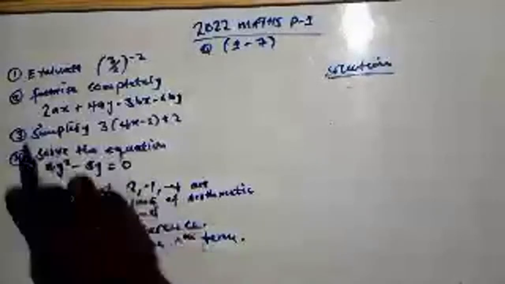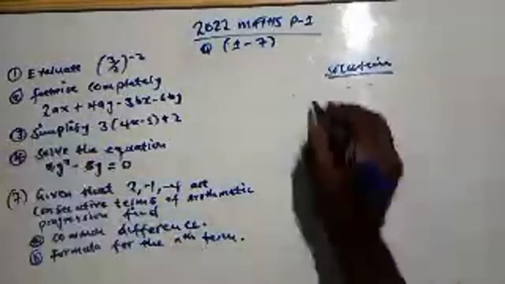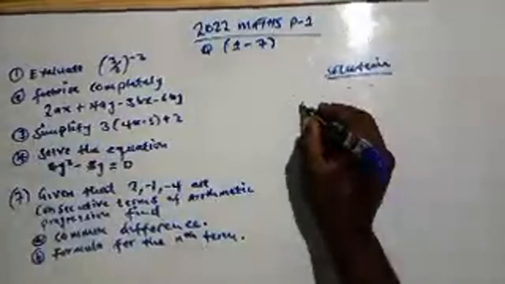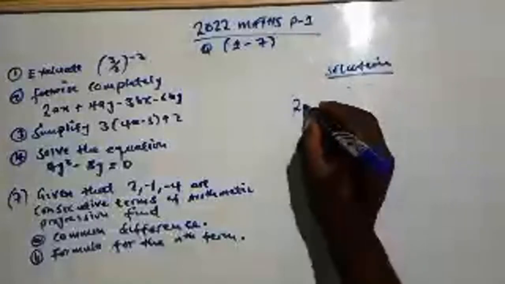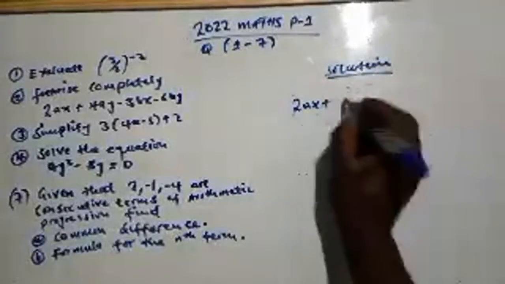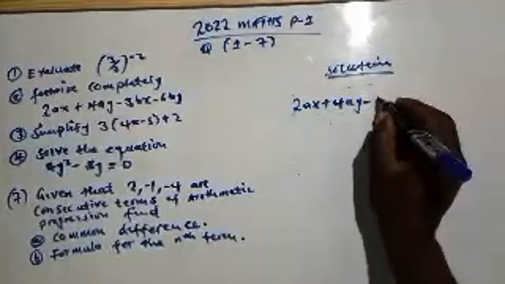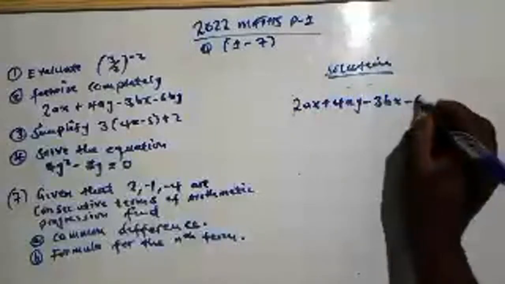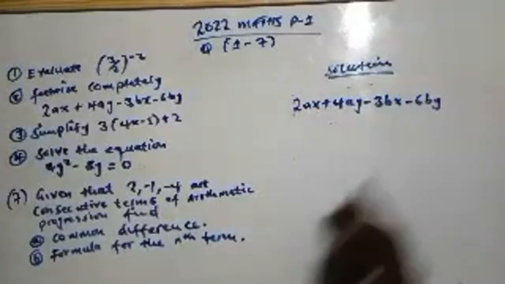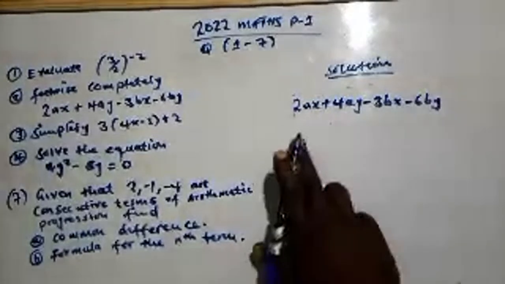Question 2, we are told to factorize completely. Okay, we have this expression here, which is 2ax plus 4ay, then minus 3bx, then minus 6by. The important thing when you are factorizing, you have to check.